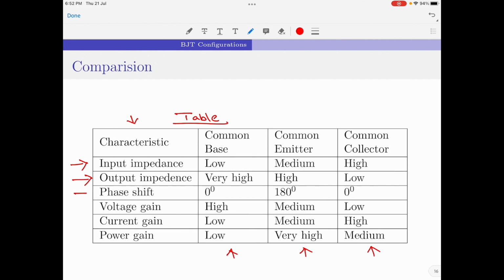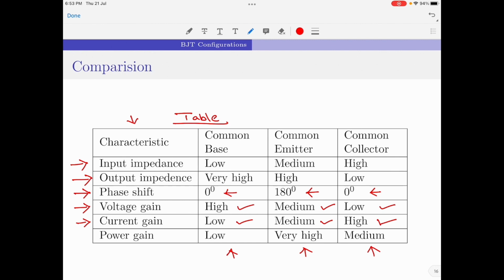Coming to the next point, which is the phase shift between the input and output voltages. In the common base, they are in phase, therefore the phase shift is 0. In the common emitter, the phase shift is 180 degrees, and lastly in common collector, it is once again 0 degrees. Coming to the next characteristic, which is voltage gain. The common base configuration has an unusually high voltage gain, common emitter has medium voltage gain, and common collector has low voltage gain. Talking about the current gain, common base has low current gain, less than or equal to 1. Common emitter has medium current gain, and lastly common collector has high current gain.